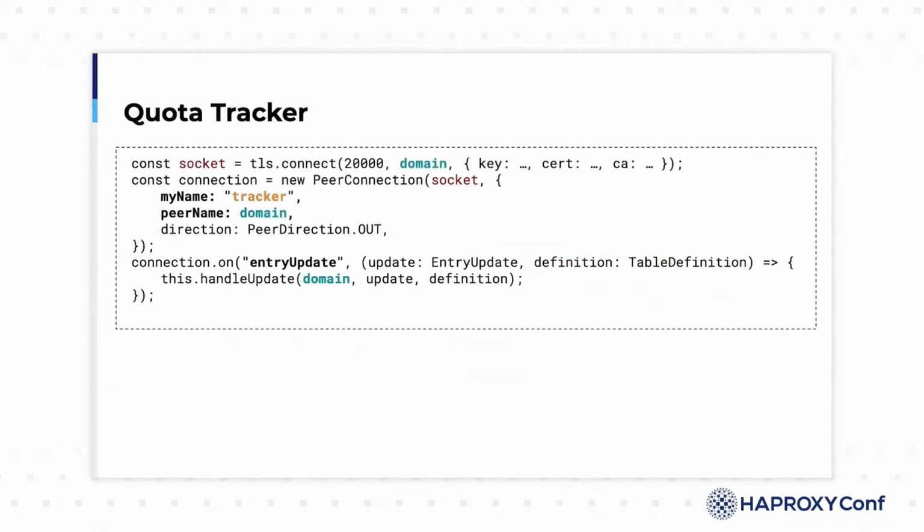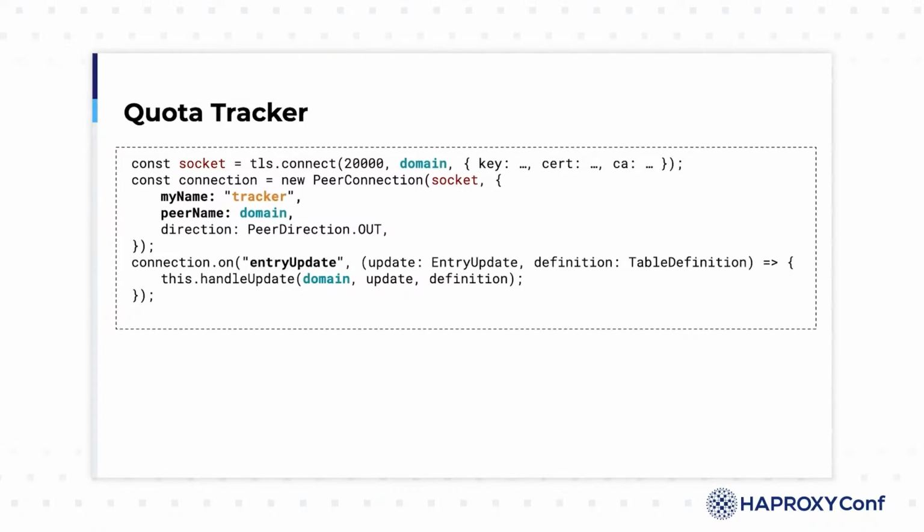The remaining piece that is missing is the tracker peer that consumes the stick table updates our HAProxy nodes send. With Vault Suite being written in PHP and TypeScript, implementing the tracking service in Node.js using TypeScript was an obvious choice. We have created an implementation of HAProxy's peers protocol based on Node's standard library. This slide shows how the peers connection is set up with our library.